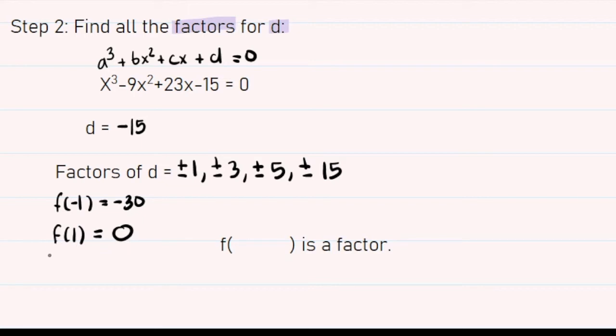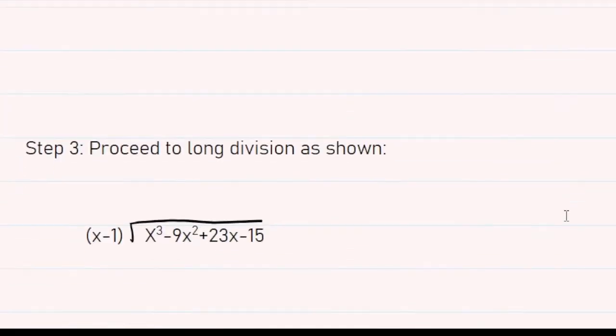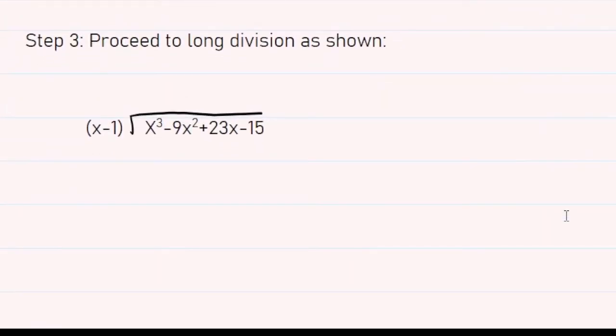So we write it like this. x is equal to 1. We want to rearrange this so that it's equal to 0, so instead we're going to do x minus 1 is equal to 0, which is the same thing, just rearranged. So in this case, x minus 1 is a factor. Alright, so now we're going to move on to our third step, which is proceeding to the long division.